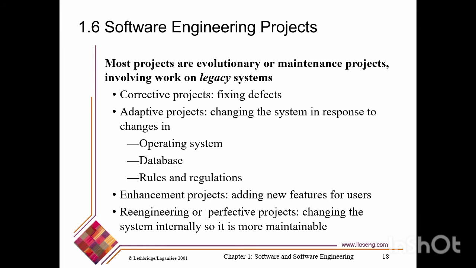Corrective projects: fixing defects only. Adaptive: changing the system in response to changes in operating system, database, rules and regulations. Enhancement projects: adding new features for users. Re-engineering or perfective projects: changing the system internally so it's more maintainable.